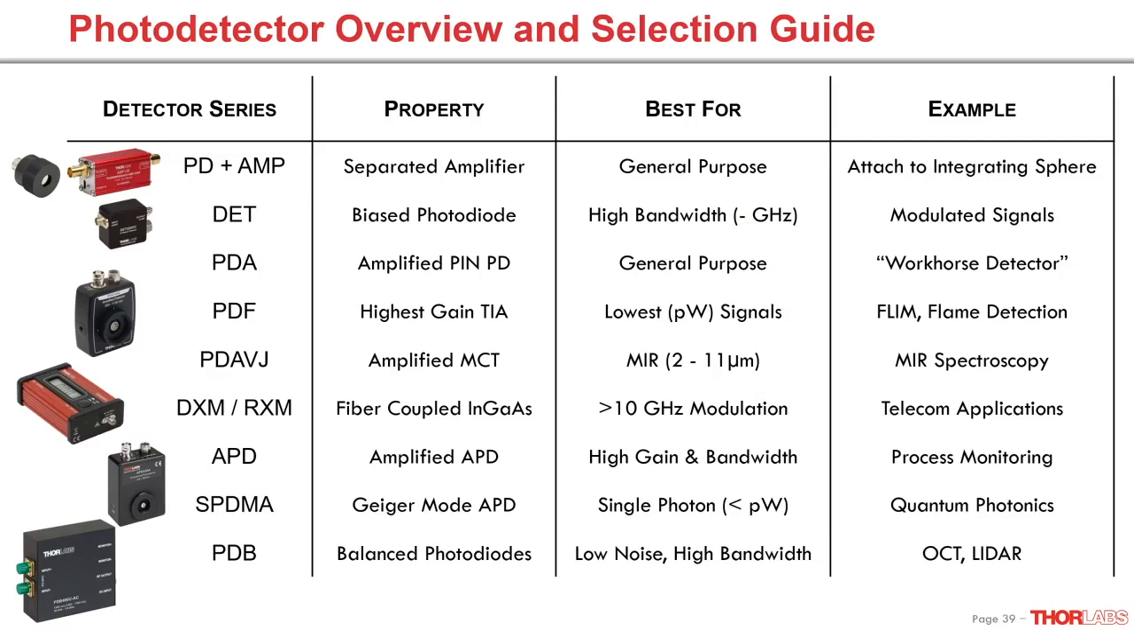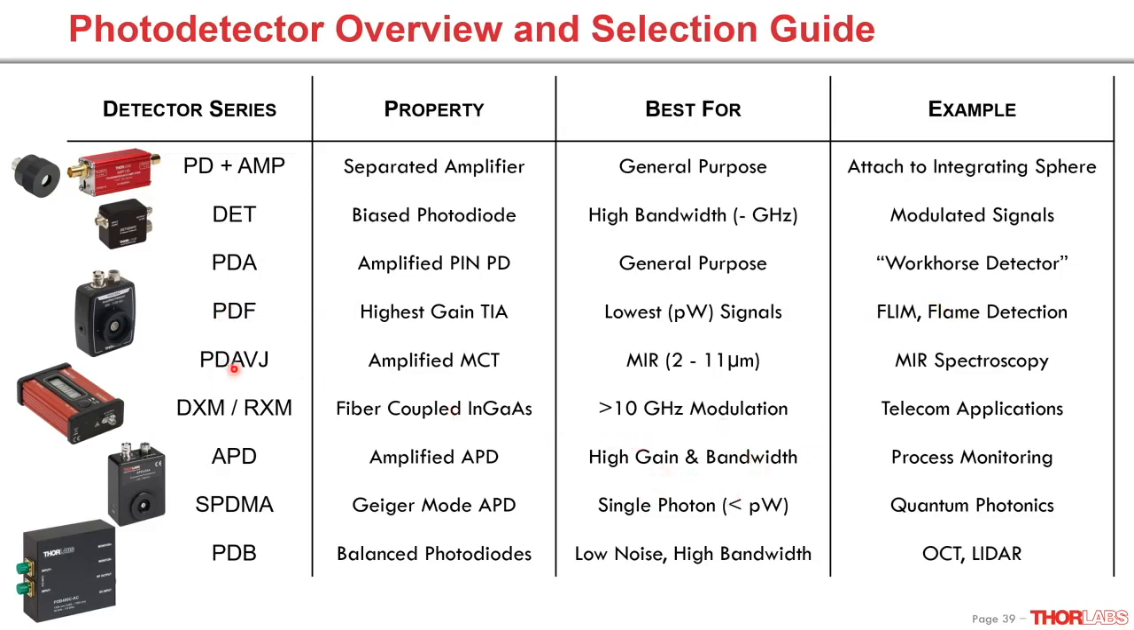And there is a large variety of amplified detector packages. Let's start with the PDA series for general purpose with fixed or variable gain. The PDF series with 1 teraohm transimpedance gain is for lowest power levels down in the picowatt range. This can be used, for example, in flame detection. It is mostly too slow for film applications because the bandwidth is very low, but it is fine for flame detection.